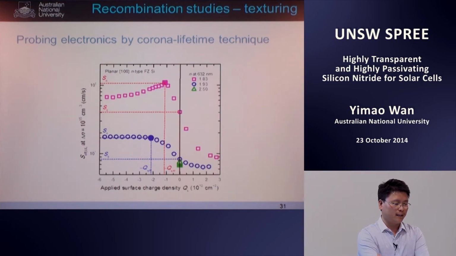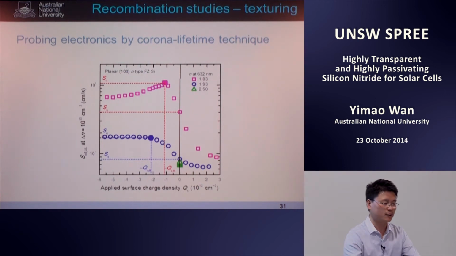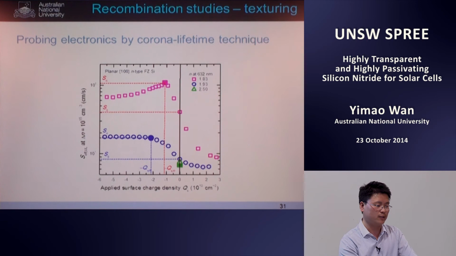Then the next study I want to present is to probe the electronic properties on the texture surface. This is a big challenge because of high leakage, but we can still use some corona charge and monitor the lifetime. So here are some examples of the recombination as a function of the applied charge.